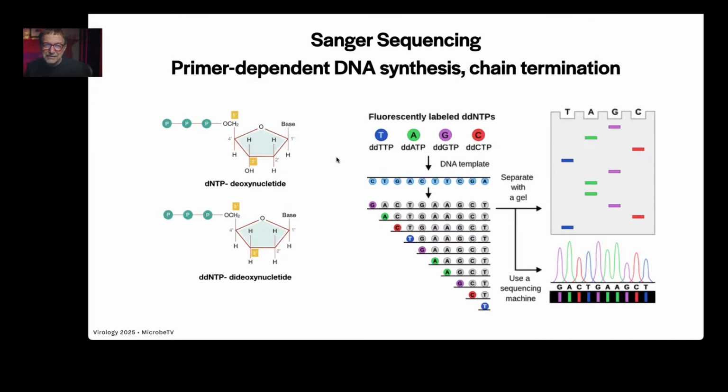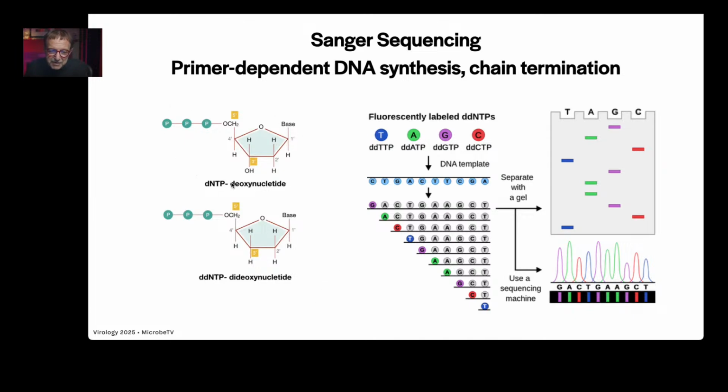Okay, so even before Maxam-Gilbert, another sequencing method was developed by Frederick Sanger. And he got a Nobel Prize for this. He also developed protein sequencing methods for which he got a Nobel Prize as well. He was just bloody amazing. This is an enzymatic reaction. It's a primer-dependent DNA synthesis reaction using chain terminators. Okay? So the chain terminators are dideoxynucleotides.